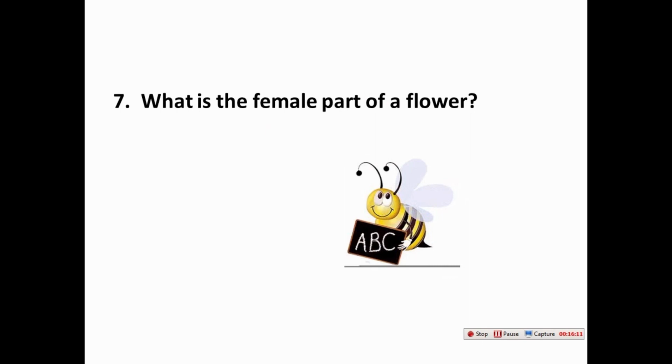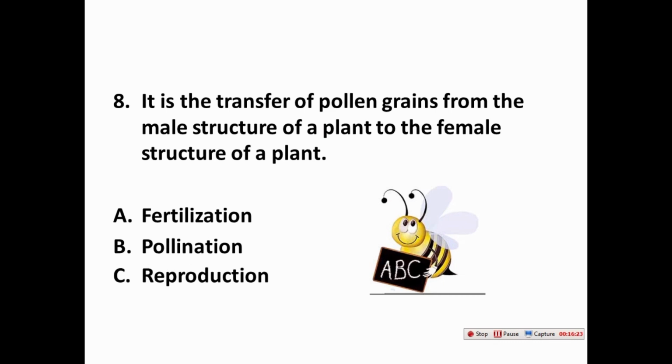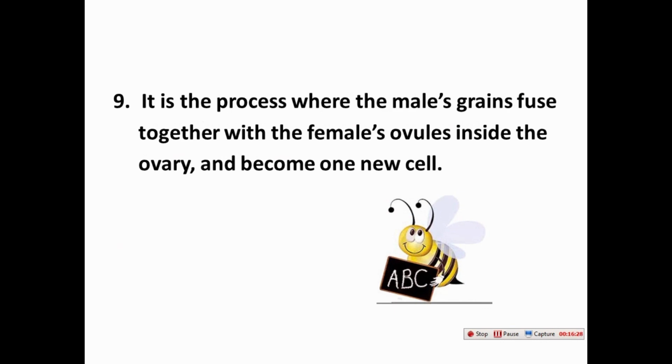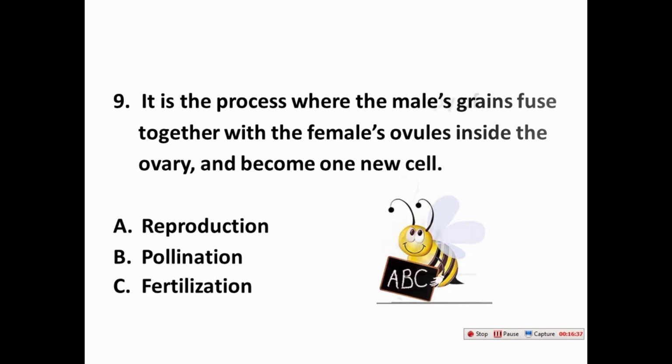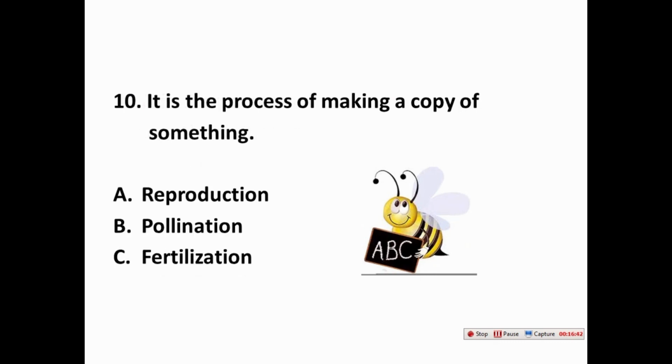Number 7, what is the female part of a flower? Pistil, stamen, or sepal? Number 8, it is the transfer of pollen grains from the male structure of a plant to the female structure of a plant. Is it fertilization, pollination, or reproduction? Number 9, it is the process where the male's pollen grains fuse together with the female's ovules inside the ovary and become one new cell. Is it reproduction, pollination, or fertilization? And number 10, it is the process of making a copy of something. A, reproduction, B, pollination, or C, fertilization.